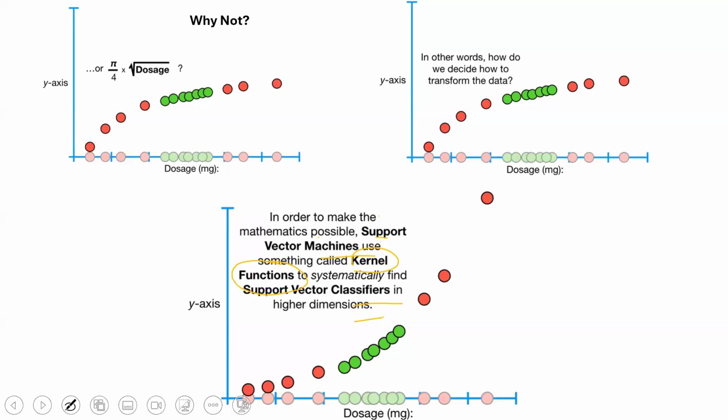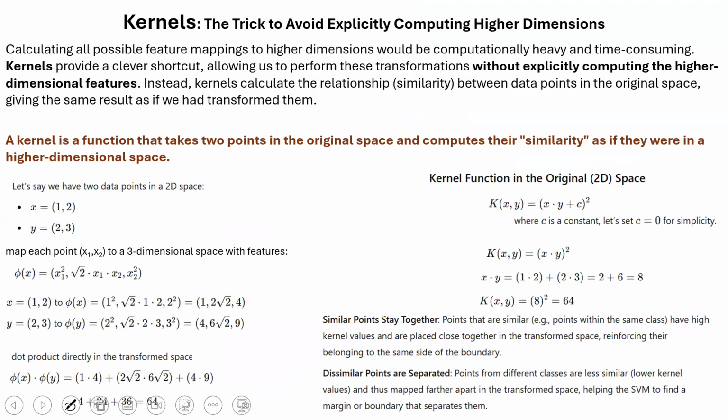So to solve all that, something called the kernel trick came into existence. There are two challenges here. One is that we cannot understand what the third dimension should be and how it should be derived from the existing dimensions. Also, transforming every point to a higher dimension is computationally very expensive. If you have a billion points, you cannot transform all of them. Calculating all the possible feature mappings to higher dimensions would be computationally heavy and time consuming. So the kernel provides a clever shortcut: it allows us to perform these transformations without explicitly computing the higher dimensional features.